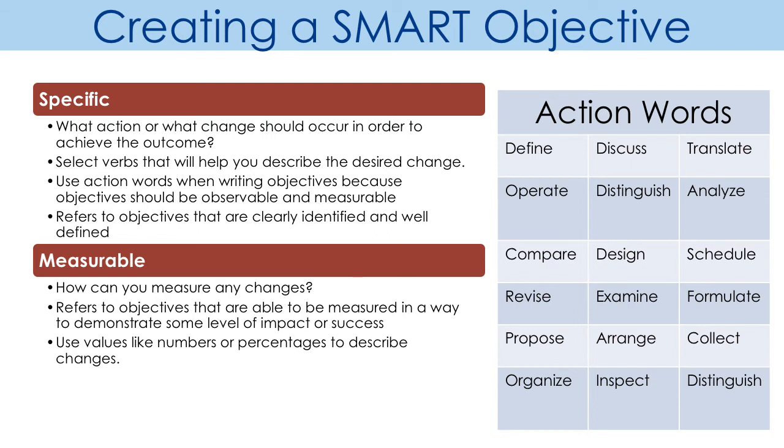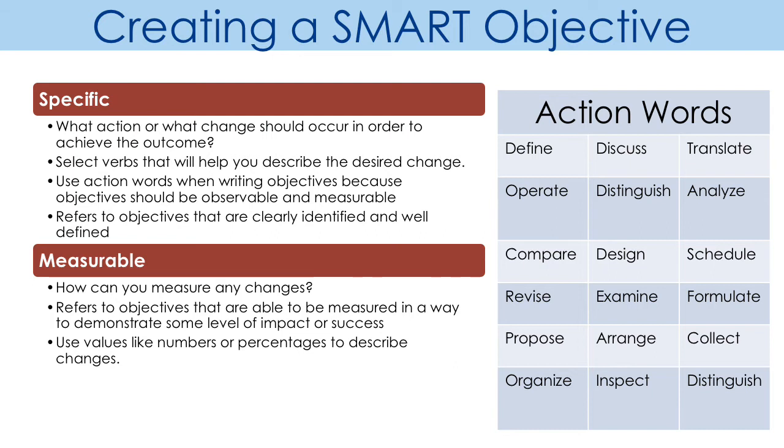Select verbs that will help you describe this desired change, and you can use action words when writing objectives because objectives should be observable and measurable. So it helps if you can use words like define, discuss, translate, or perhaps compare, design, examine, or formulate.